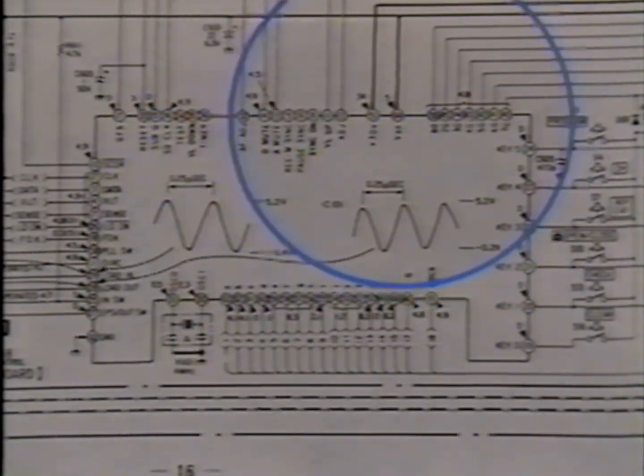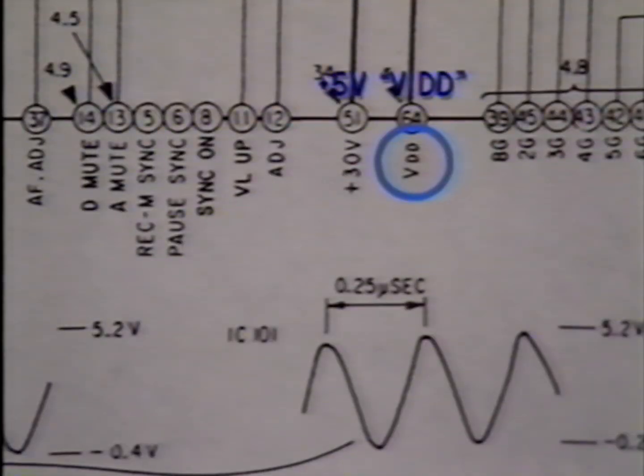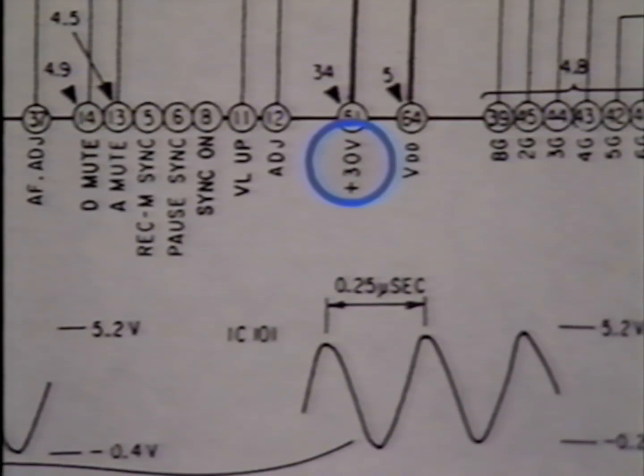The main power supply for this microprocessor is the 5-volt VDD seen here. The 5-volt supply is also commonly labeled VCC. The microprocessor IC101 is also supplied with a positive 30-volt supply to drive the front panel display.